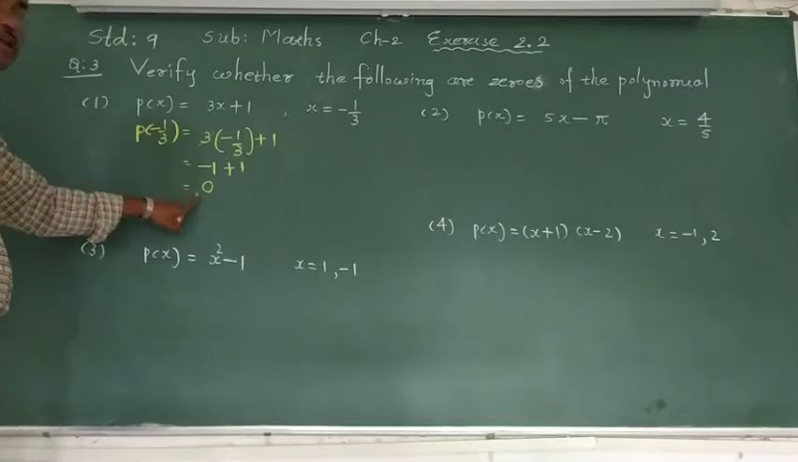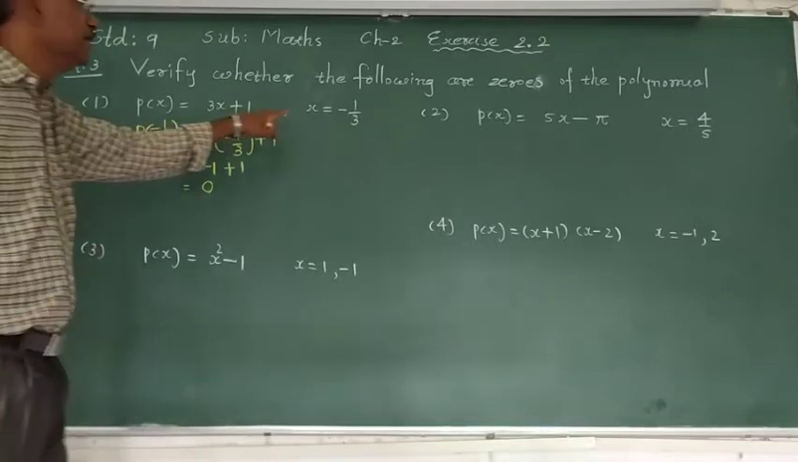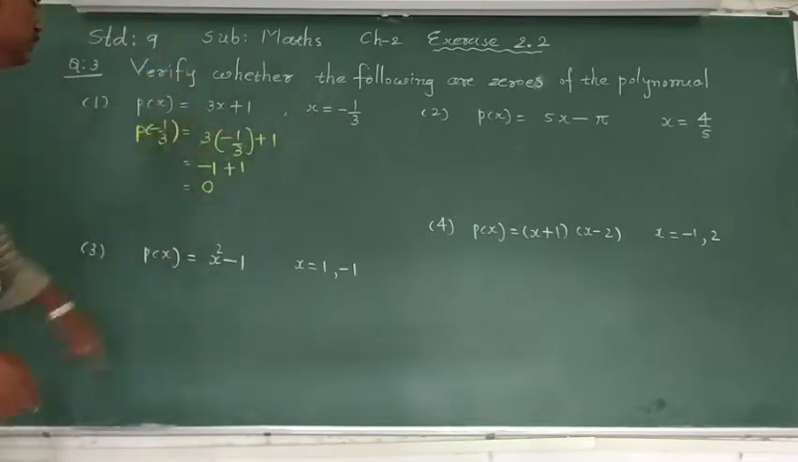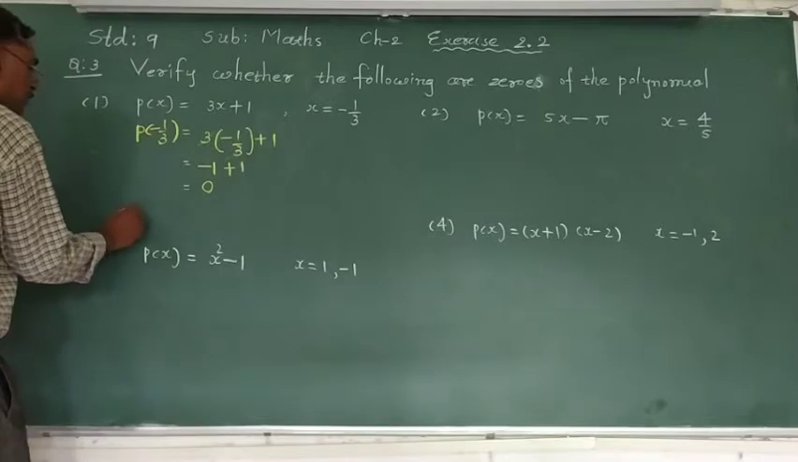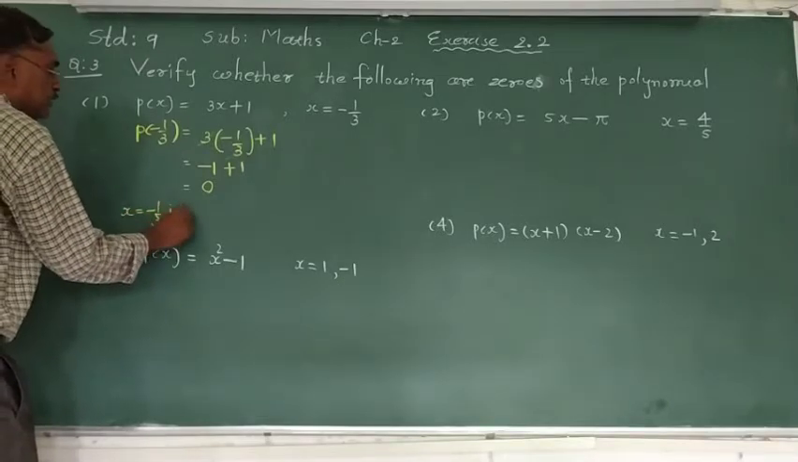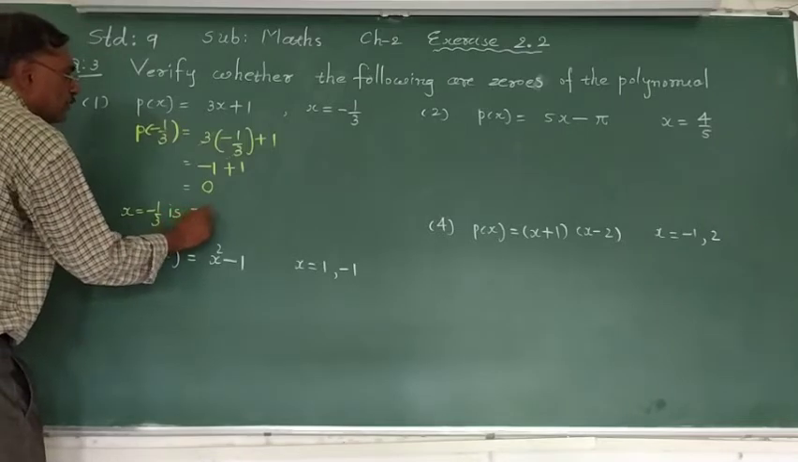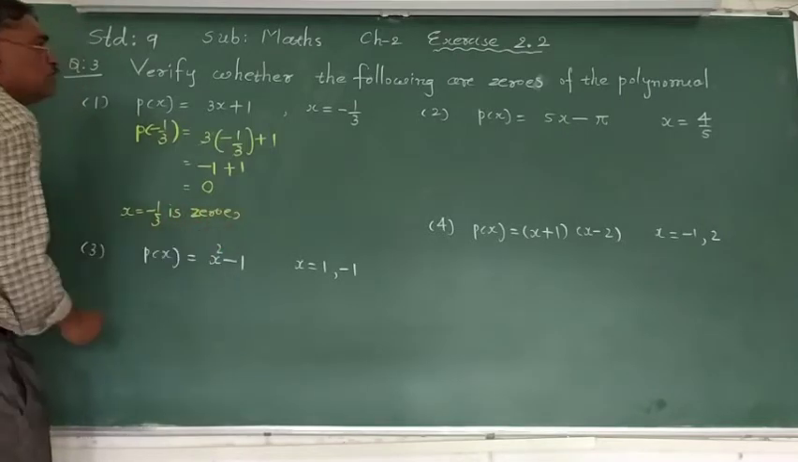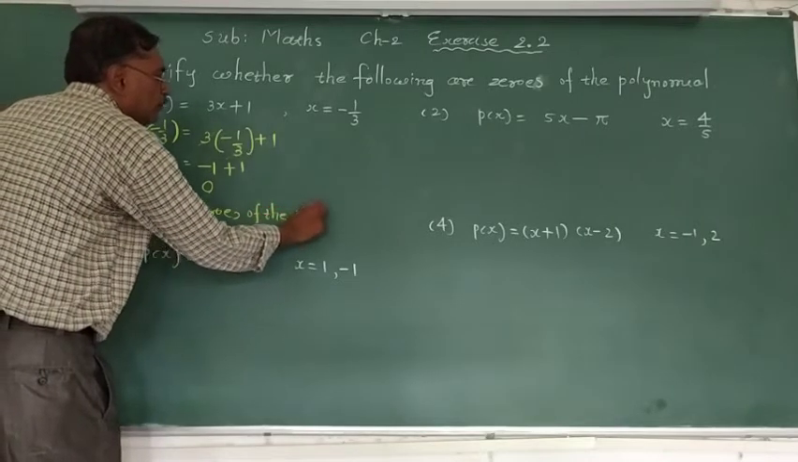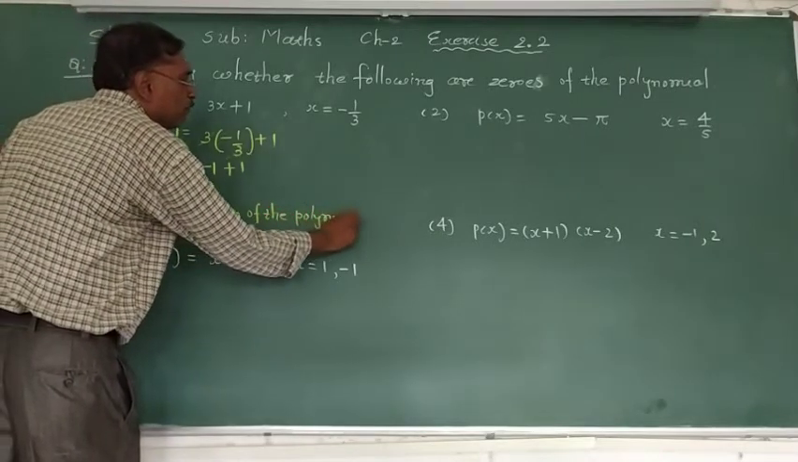So if the answer is 0, then we can say that x equal to minus 1 upon 3 is a zero of the polynomial. Therefore, x equal to minus 1 upon 3 is a zero of the polynomial.